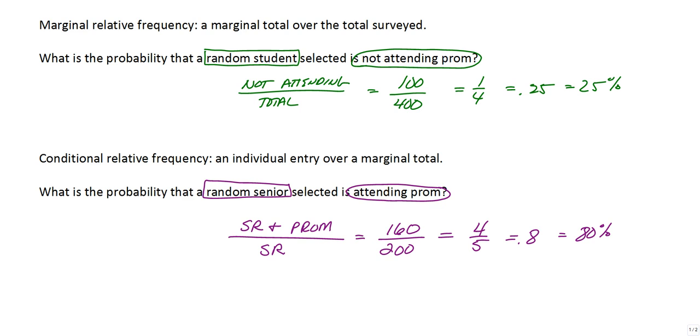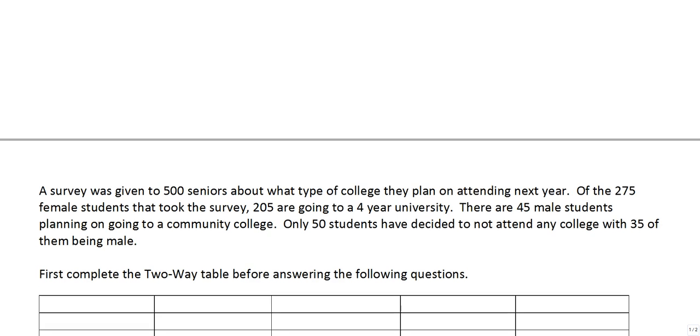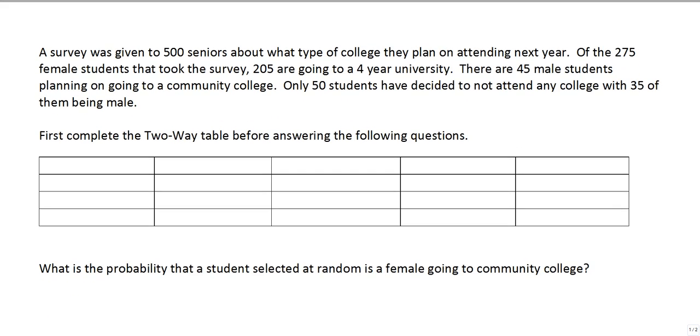Okay, so that's how it kind of works. It's 80% of seniors. It's not 80% of the total student body. Okay, so that is a two-way table and some probabilities that we can get from them. So the next example is going to cover the same thing.